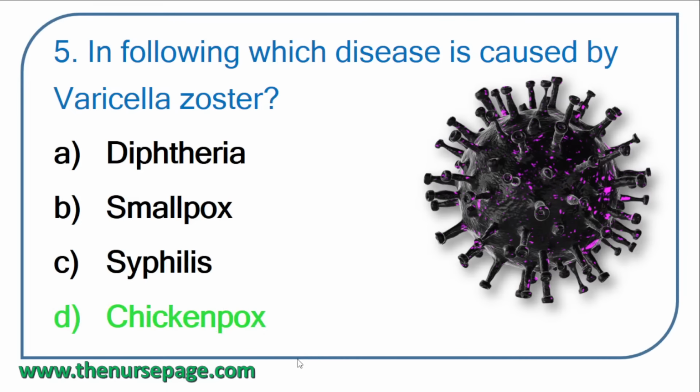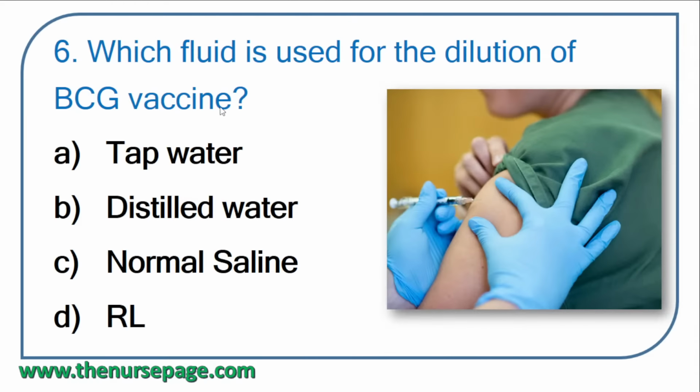Next question. Which fluid is used for the dilution of BCG vaccine? Tap water, distilled water, normal saline, ringer lactate. Correct answer, normal saline. Normal saline is used for mixing BCG vaccine. It comes in powder form, then it is mixed with normal saline and we can administer.